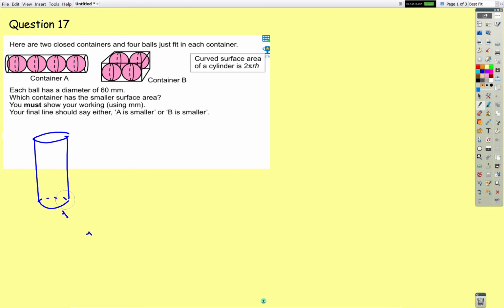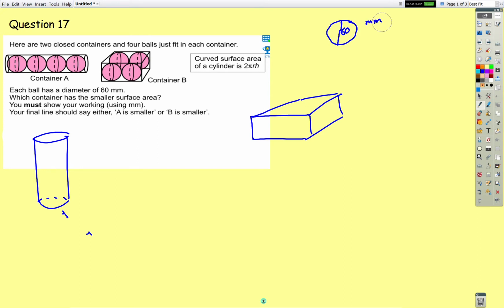And then we've also got container B. Now container B is obviously a cuboid. Okay, and I think we might actually start with the cuboid in a minute. All right, now we've got that. It then says each ball has a diameter of 60 millimeters. So if we looked at the ball as if it was two-dimensional, the diameter of it, going from one side to the other, is 60. Okay, and it's 60 mils. So just put millimeters just to remember it over there.